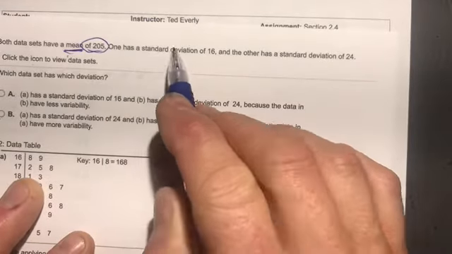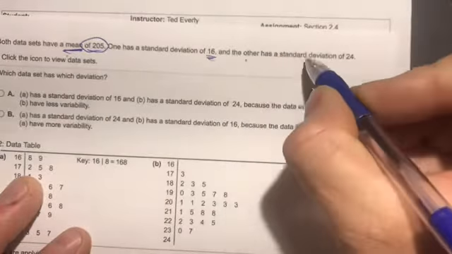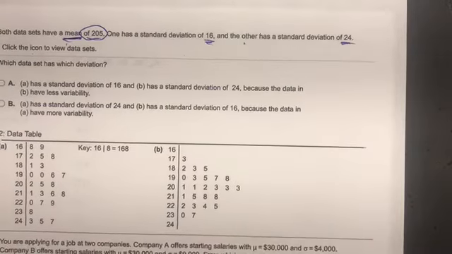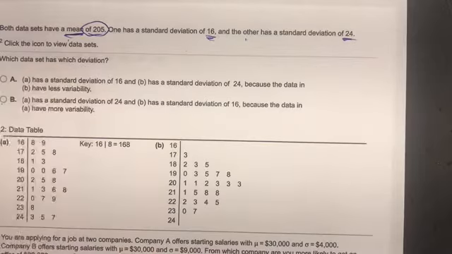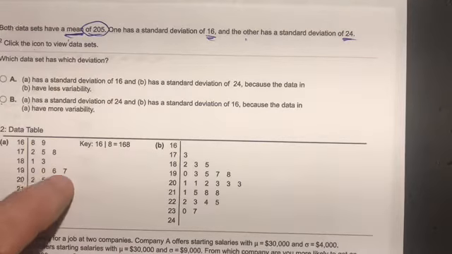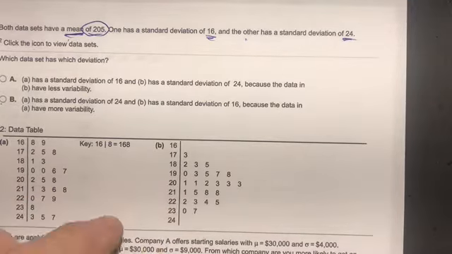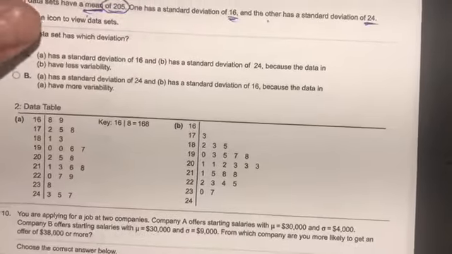Okay, but it says in here, one has a standard deviation of 16. The other has a standard deviation of 24. Okay, which data set has which deviation? Does this one have 16 or does it have 24? Does this one have 16 or does it have 24? Which one has which?